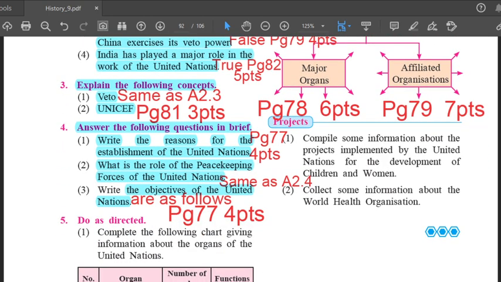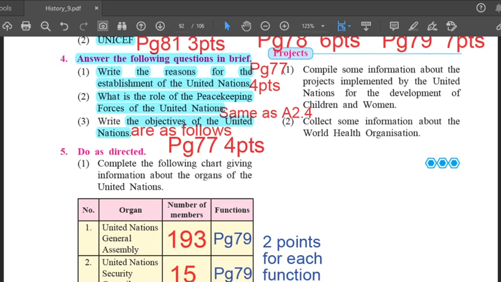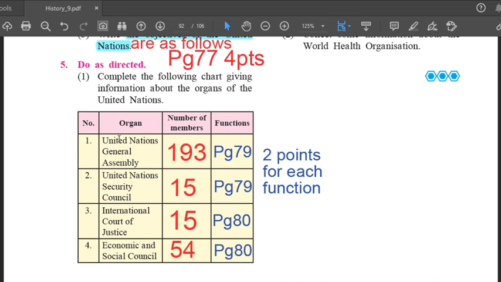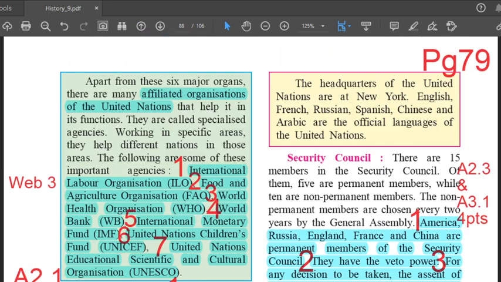Question number 5. It's a concept chart. Complete the following chart with the information about the organs of the United Nations. Now the organs, the first organ, United Nations General Assembly. The number of members are 193. Functions are on page number 79, 2 points. So let us go to page 79.